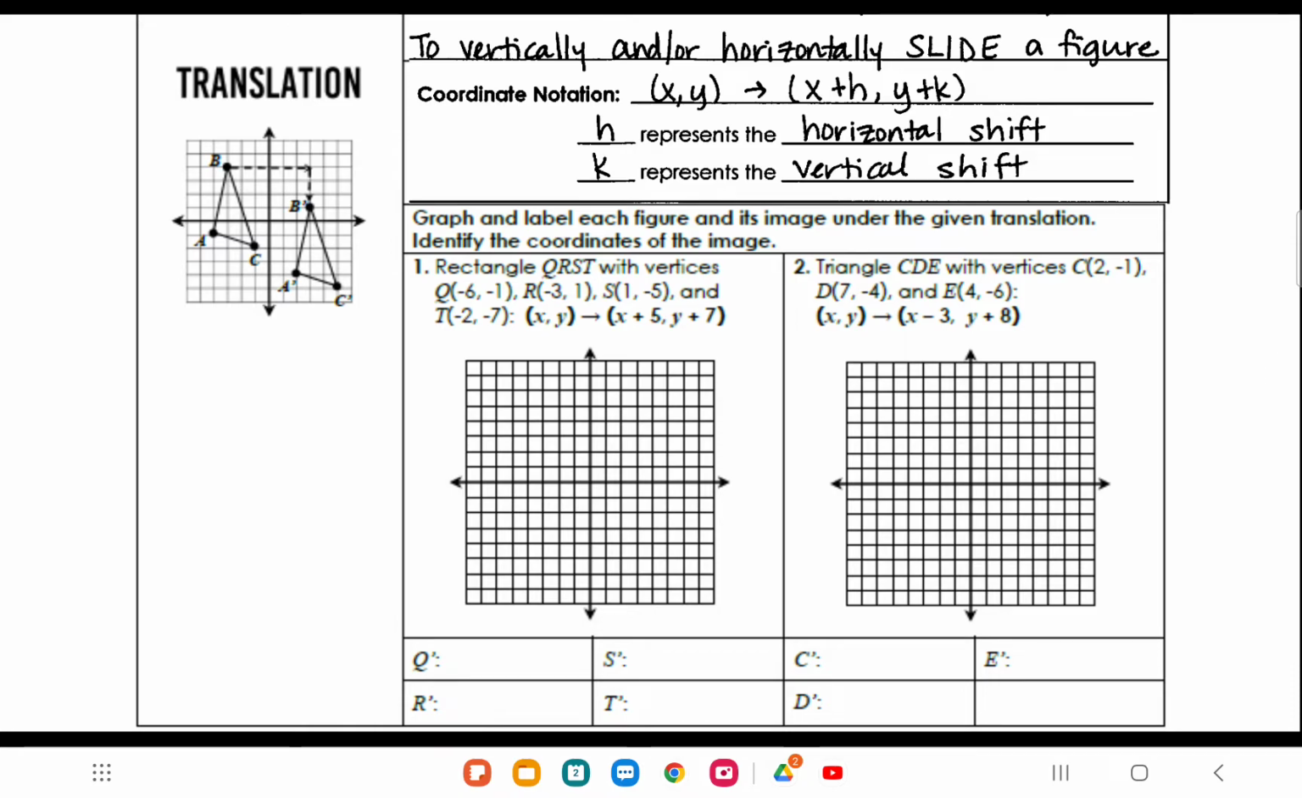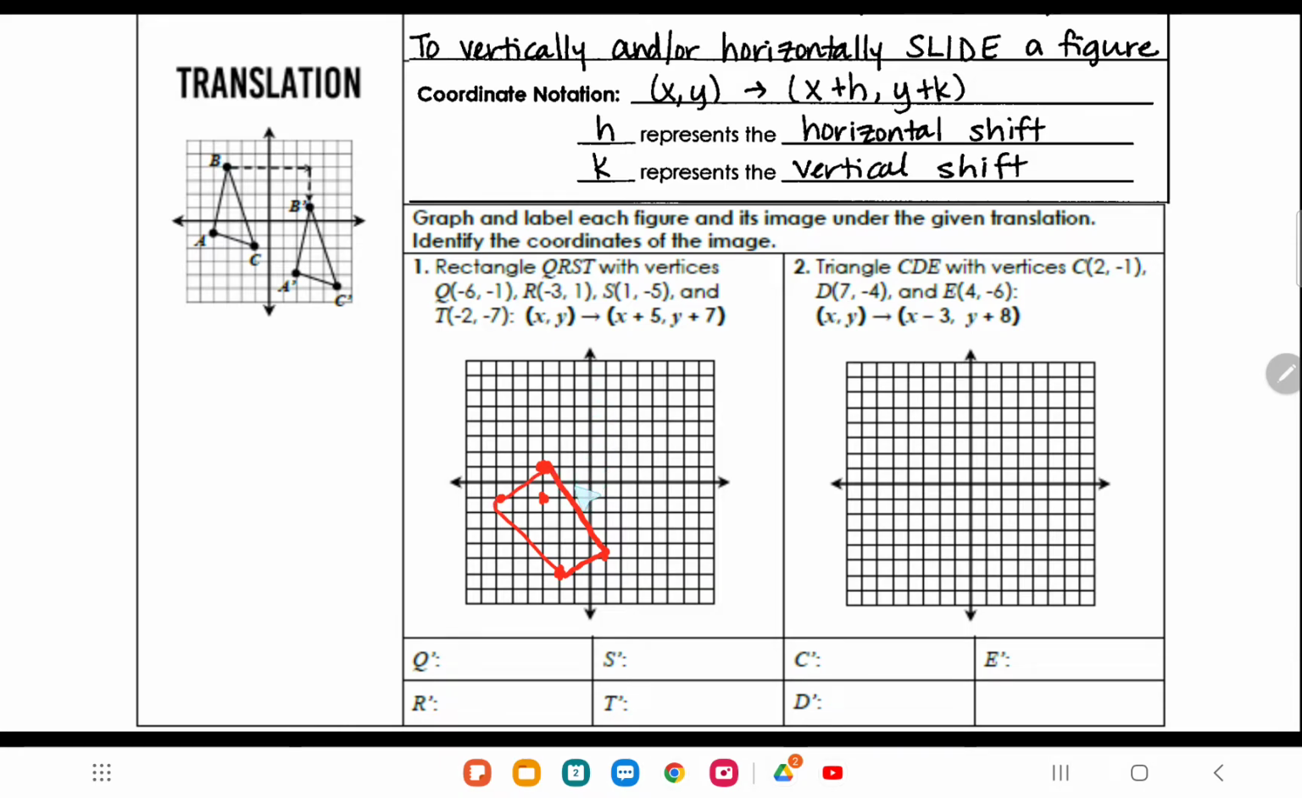So when I look at my first example here, I have rectangle QRST with vertices at (-6, -1), (-3, -1), (3, 1), (1, -5), and (-2, -7). So there's my rectangle QRST.